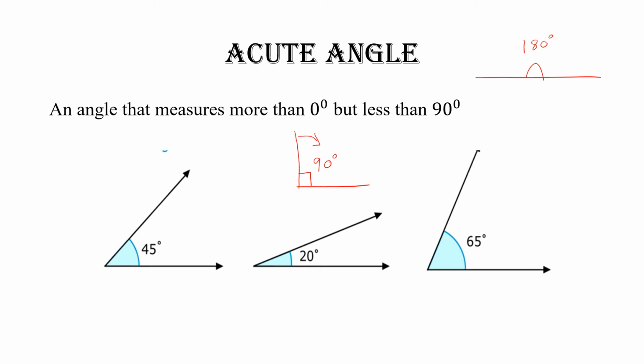Meaning that this angle will be less than 90 degrees. So at this point here, we know that this is 90 degrees. But obviously, if I just go 1 degree to the right, let's say, the minute I step into 89 degrees, we have an acute angle. And that is what this definition is saying here: an angle that measures more than 0 but less than 90.